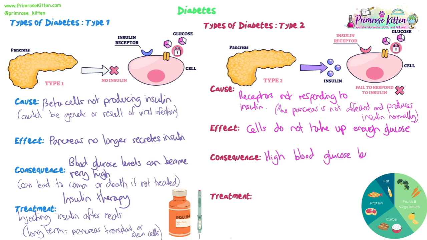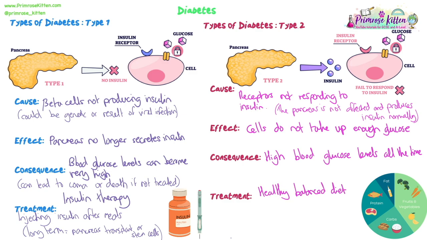So it's not at the massive spike seen with no insulin being produced at all, because again, it's not every single insulin receptor in every single cell that doesn't respond here. But we get to this point where your average blood glucose level is higher than normal most of the time.